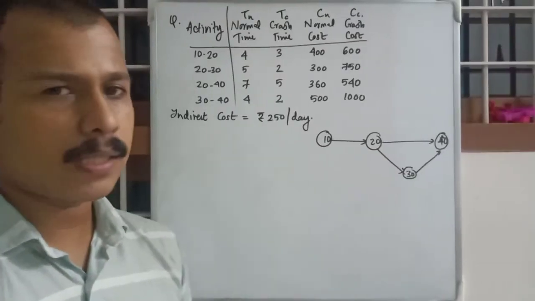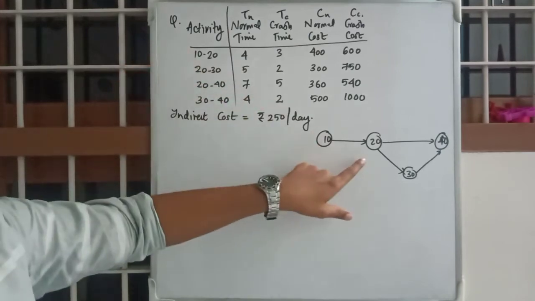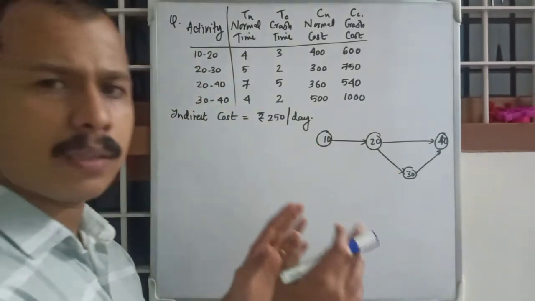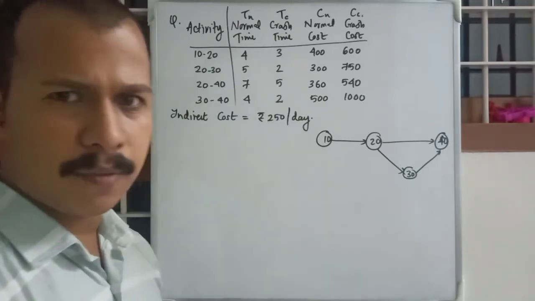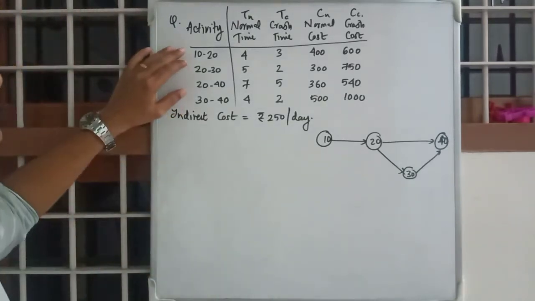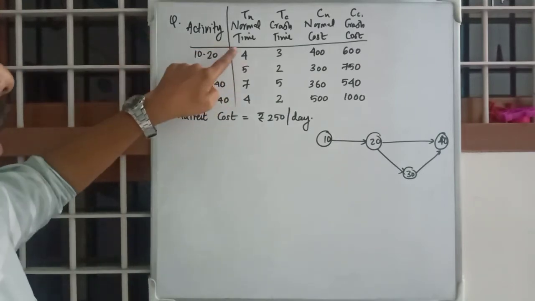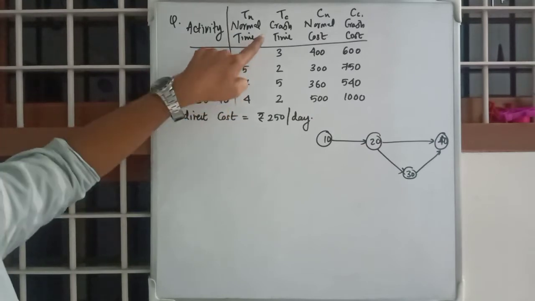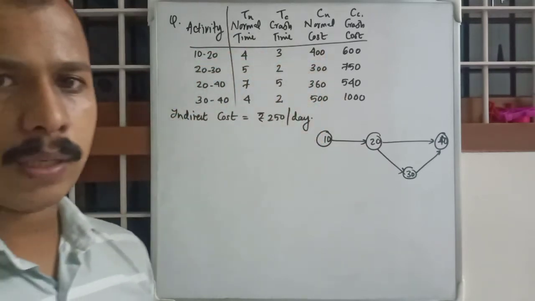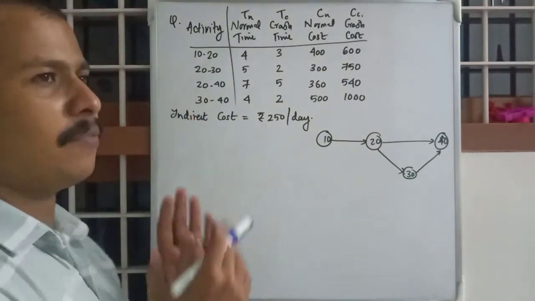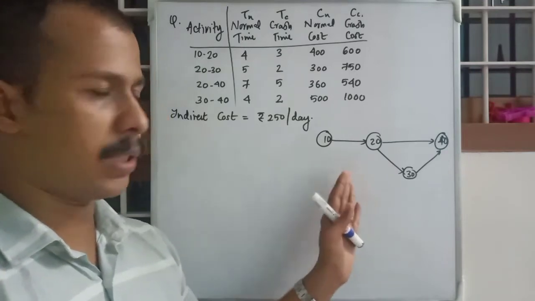So this is the question. You have 4 activities. This is the diagram. You will be given the diagram. Sometimes you may not be given the diagram, and you will have to draw it by yourself. It will not be a big problem. It will be as simple as possible. So we have 4 activities: normal times, crash times, normal cost, and crash cost. From this you will have to find the optimum duration and optimum cost of this project.